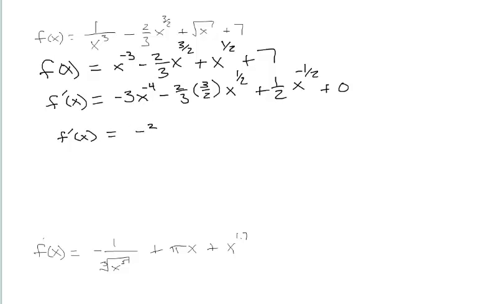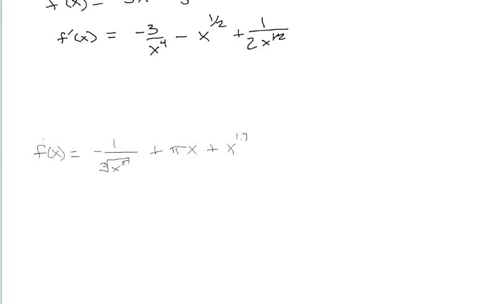So we get negative 3 x to the 4th, and now we have 2/3 times 3/2, which is equal to 1. So I have minus x to the 1/2, and then I have a negative exponent in the next term, so again I'm going to move it to the denominator and make it positive. 2x to the 1/2.